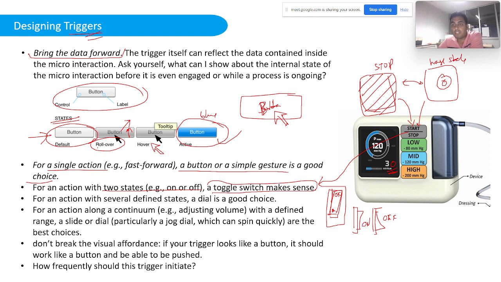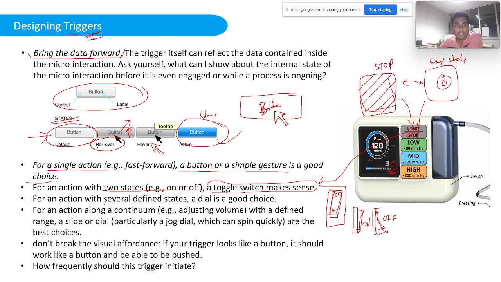But for digital buttons, or a physical push button, where you do not have such a change in the shape, probably you can provide information on the display about that particular feedback, or you can provide some sort of backlight which will show that now the system is in running condition. So that level of detailing you need to accomplish when you are designing triggers.